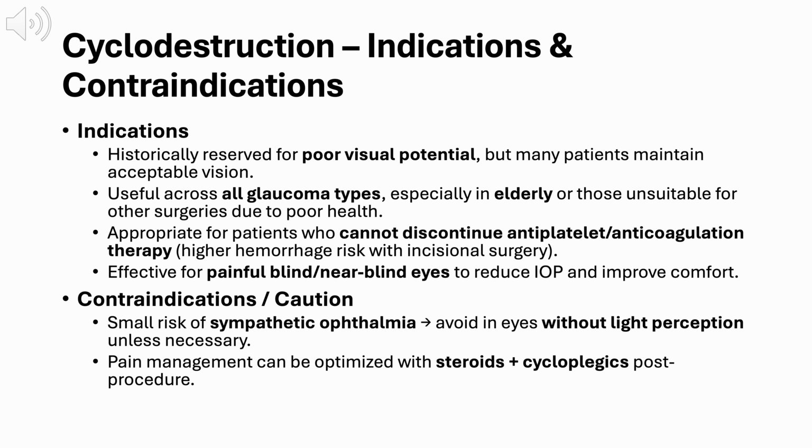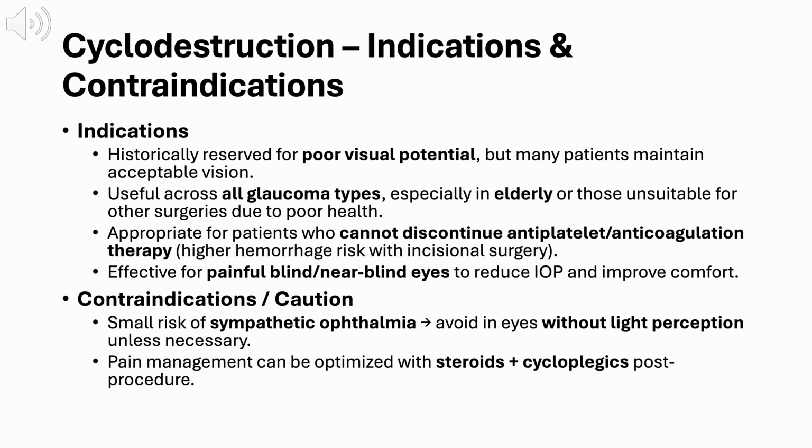Building on the mechanism we just discussed, cyclodestruction has traditionally been reserved for eyes with poor visual potential. But in practice, many patients maintain reasonable vision afterward, so the role of these procedures has broadened. They're useful across essentially all glaucoma types, especially in elderly patients or those who aren't good candidates for incisional surgery because of systemic comorbidities. This approach is also helpful when patients cannot safely stop antiplatelet or anticoagulation therapy, since incisional surgery carries a higher bleeding risk.